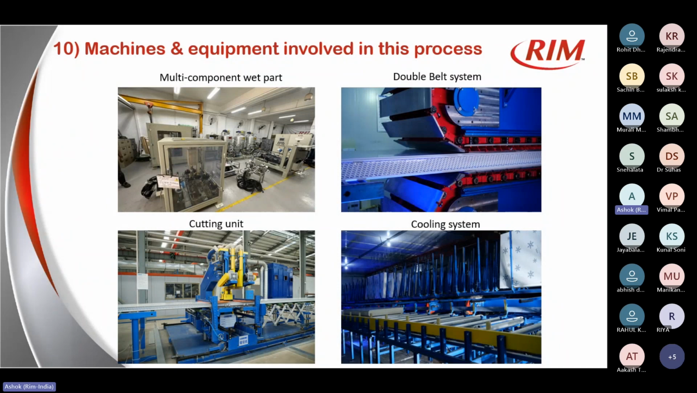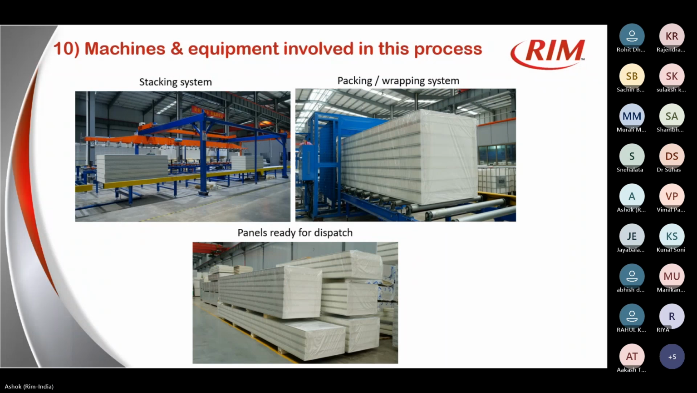After the pouring or spraying happens, the sheet goes to the double belt conveyor. The double belt conveyor again depends on the configuration. Is it 18 meter, 24 meter, 30 meter? Cutting machine, then cooling system. There is a stacking unit after cooling, which stacks the panels, makes the bunch, and then the stack goes to the packing or wrapping machine. After that, the panels are ready for unloading or dispatch. So these are the main equipment involved in the continuous line.